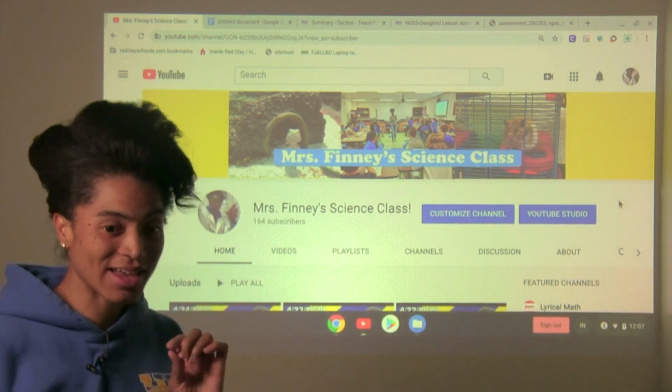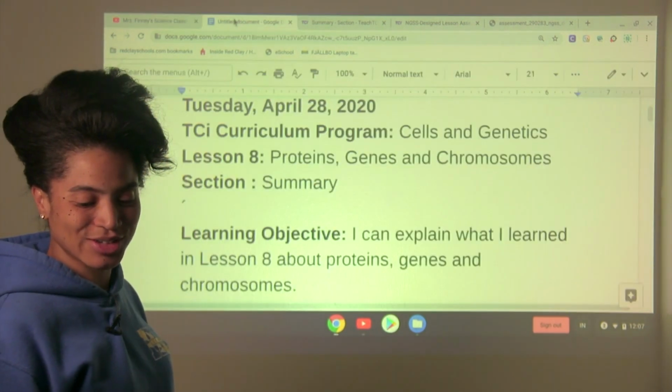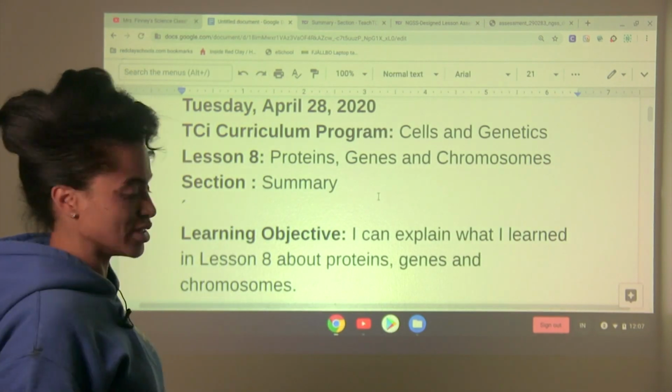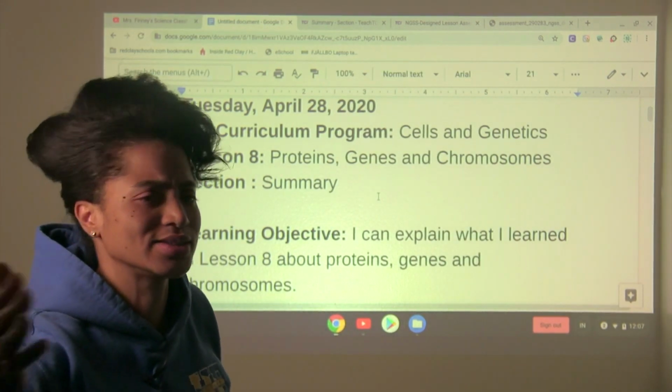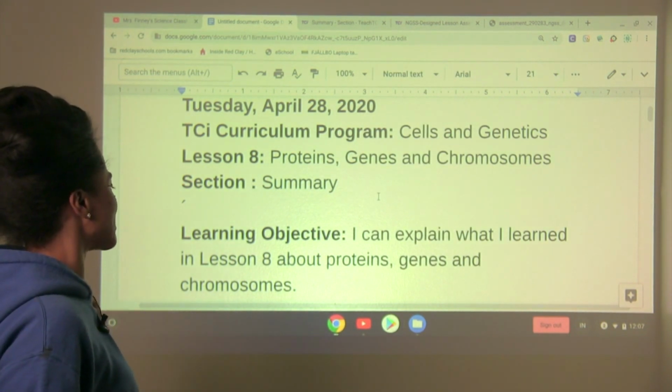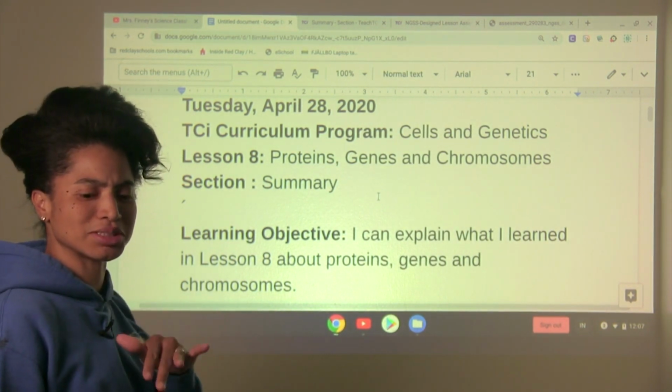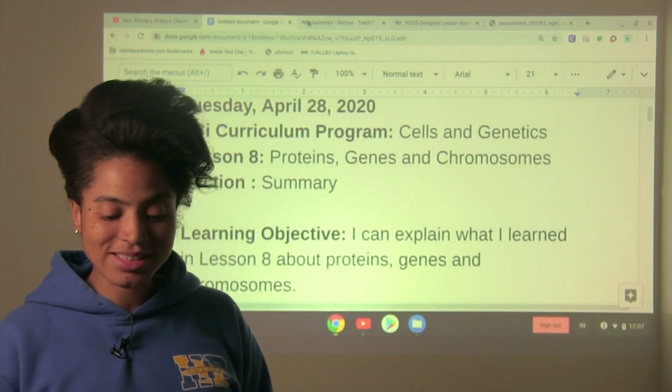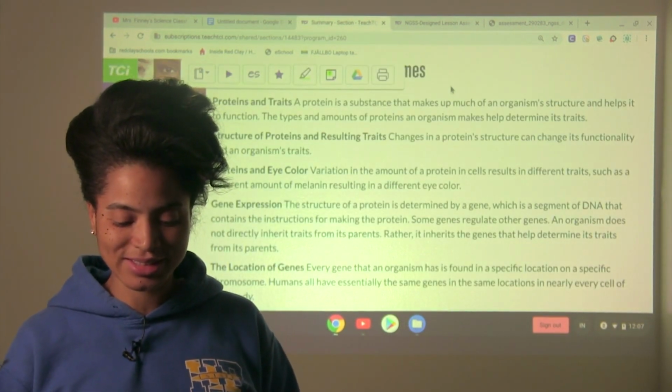Today we are wrapping up lesson 8, and so we now want to go into our summary. Learning objective, very simple. I mean, what else would you expect? I can explain what I learned in lesson 8 about proteins, genes, and chromosomes. Let's get to it. So we want to look at the summary section of lesson 8. It looks like such.